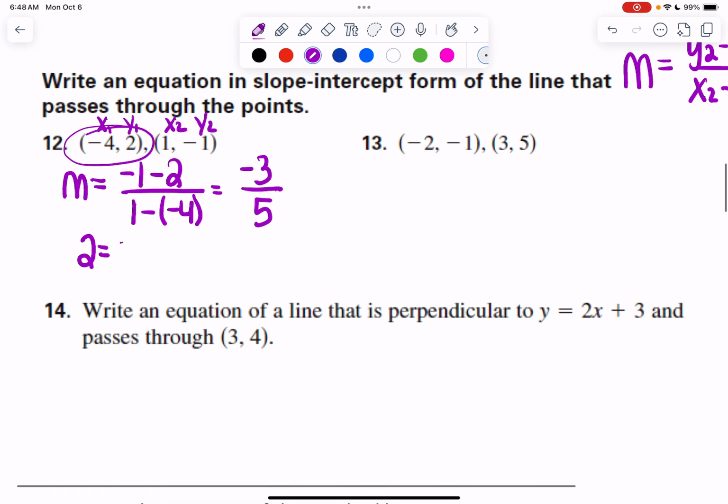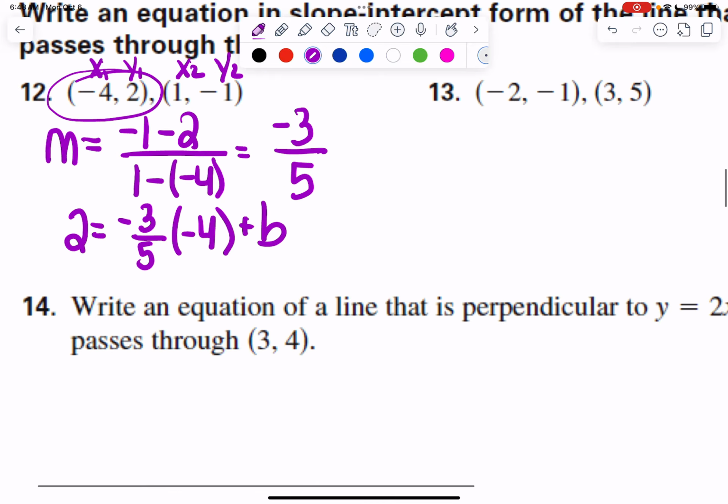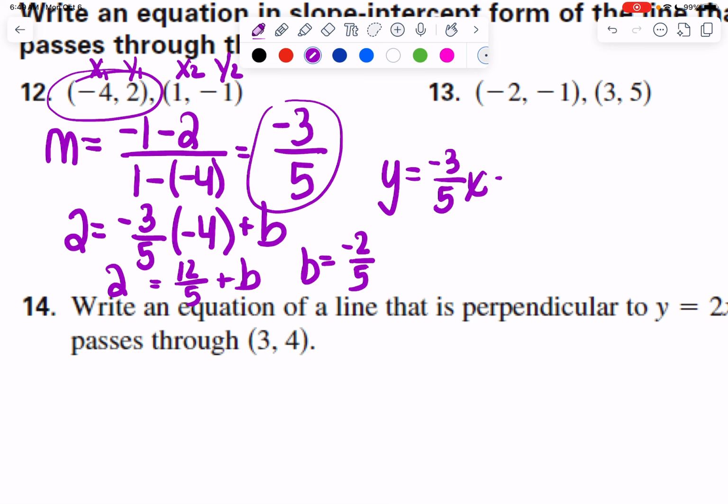So I'm solving for b: 2 equals 3/5 times -4 plus b. And so that would be -3/5 times 4, which is going to be -12/5, plus b equals 2. So it would be 10/5 plus 12/5, so b would equal 22/5. You could just plug that in your calculator, and so you get y equals -3/5 x minus 2/5.